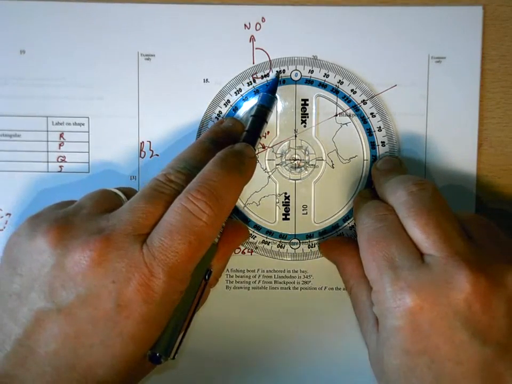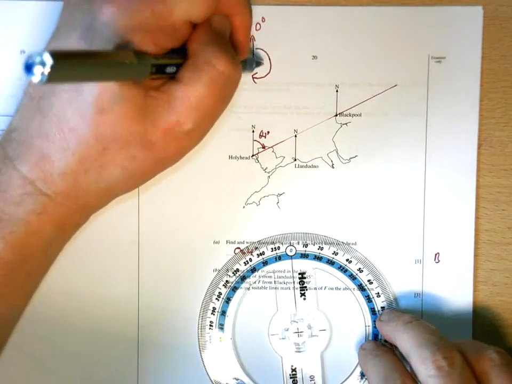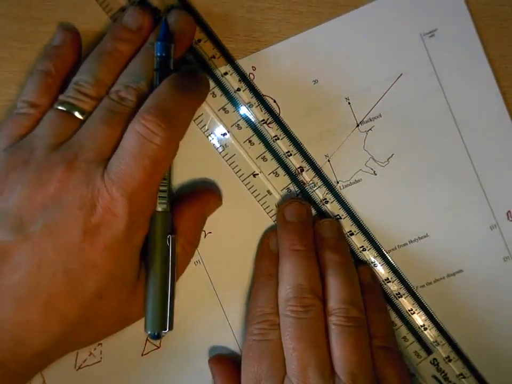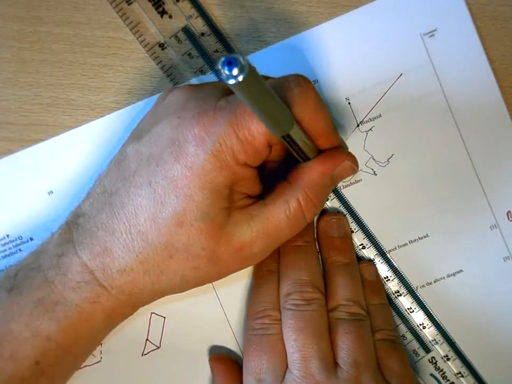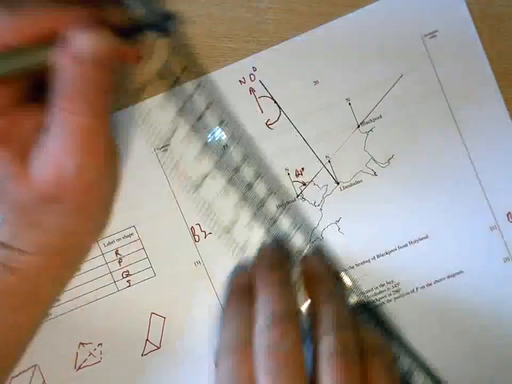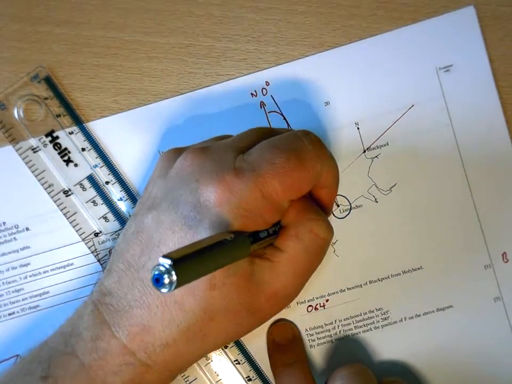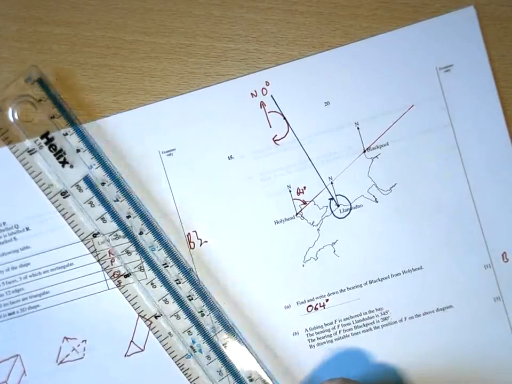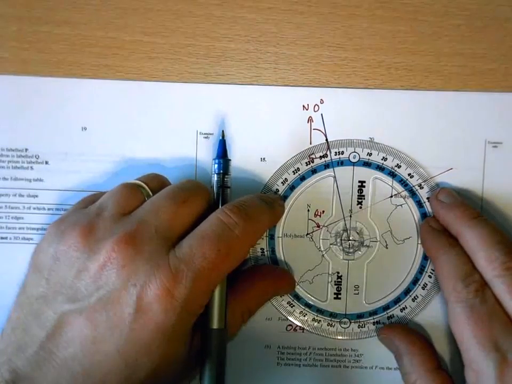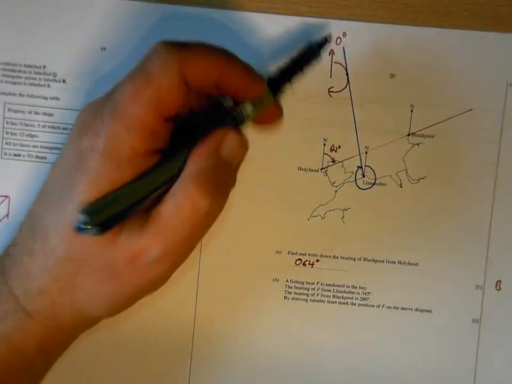340 is there, 350 is there, so 345. Unfortunately I've scribbled over where I put that north, so that was daft of me, but too late, it's somewhere on that blue line. This angle all the way around there is 345. Let me just check that. Nope, that's fine. So the ship is on there somewhere.